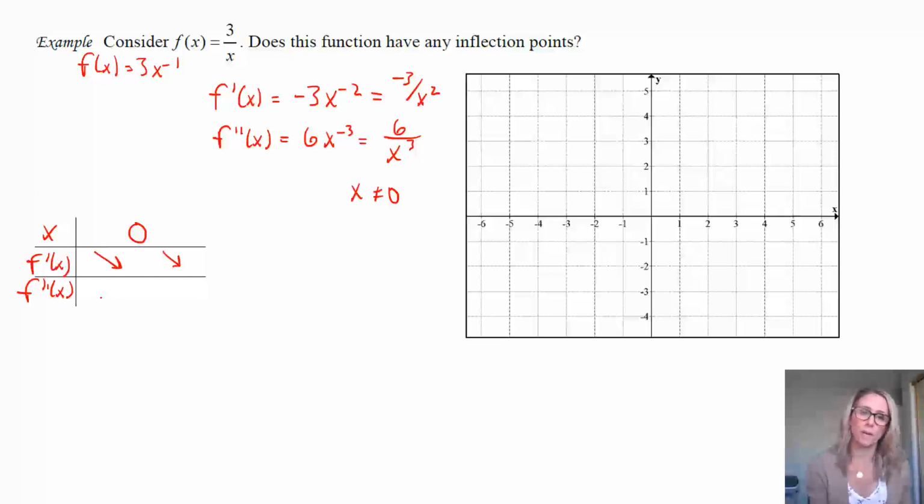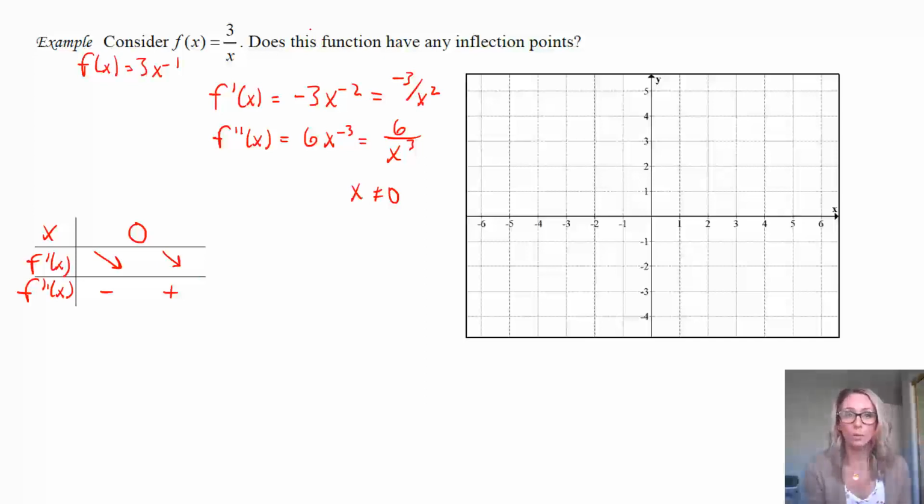And then our second derivative, notice if I put in a negative value, something less than x being 0, I'm going to have a negative here. And then on the other side, I'm going to have a positive. So this function is always decreasing, but on one side it's concave down, and on the other side it's concave up. So that helps with the shape.